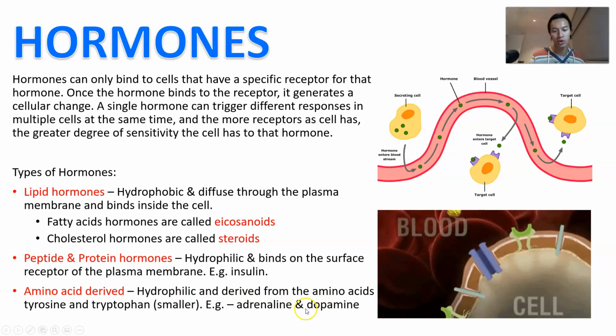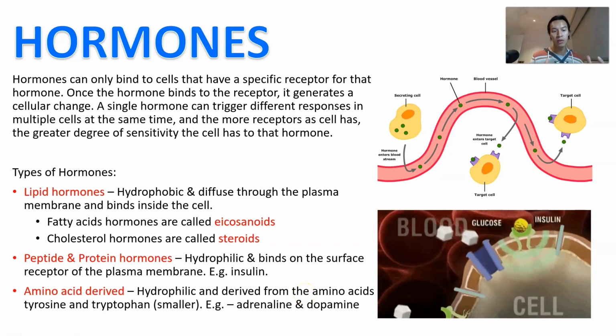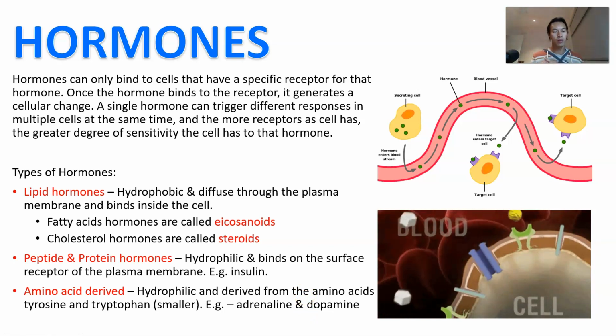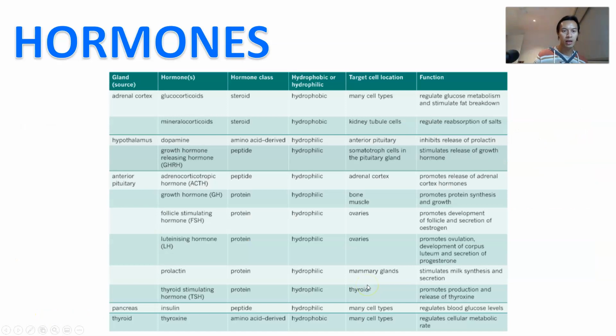tyrosine and tryptophan, which are really, really small ones. So for example, adrenaline and dopamine are amino acid derived hormones, and they act based on these particular amino acids here. Okay. There are heaps of different types of hormones that you have in your body, as well as corresponding glands that target with different functions. So this table summarizes a lot of them, but I'm just going through a few to give you a familiar idea of how some of these hormones work.